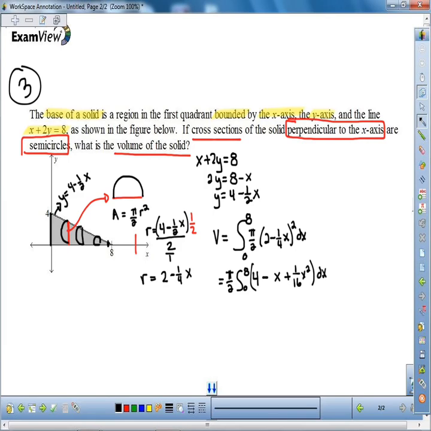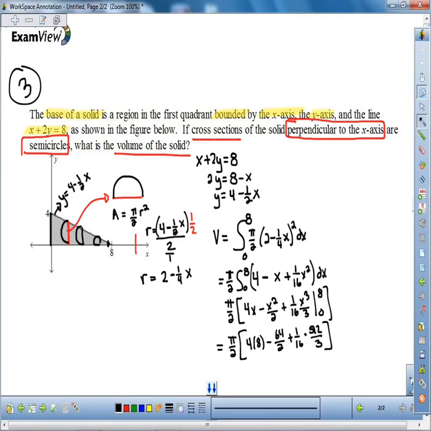Another way that you could have done this is by letting u be 2 minus 1/4 x, since when you solve for du, you get 4. That'd probably be the easiest way. But I solved it by multiplying and finding the antiderivative, and then substituting the 8 minus substituting the 0. And your answer turns out to be 16 pi over 3.